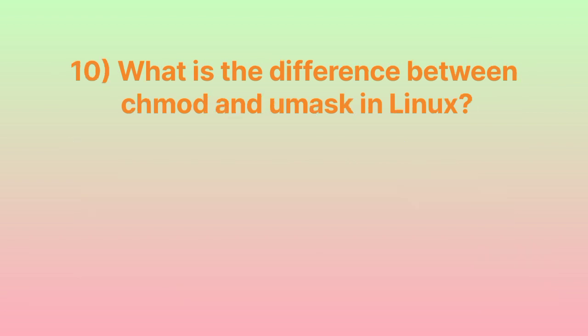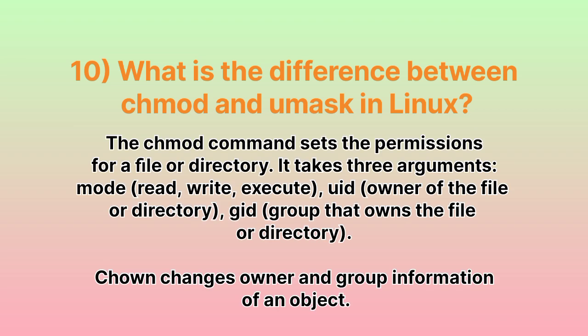10. What is the difference between chmod and umask in Linux? The chmod command sets the permissions for a file or directory. It takes 3 arguments: mode (read, write, execute), uid (owner of the file or directory), gid (group that owns the file or directory), and chown changes owner and group information of an object.